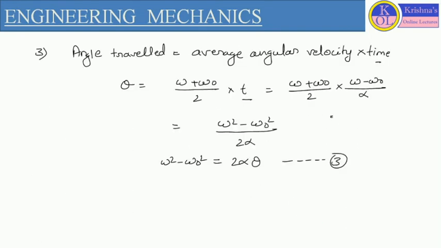This term we are going to put here in place of t. So omega plus omega naught multiplied by omega minus omega naught will be omega square minus omega naught square, divided by 2 alpha. So our equation will be omega square minus omega naught square equals 2 alpha theta. So this is our third equation. Here we have all three equations, which are defining the equation of circular motion.